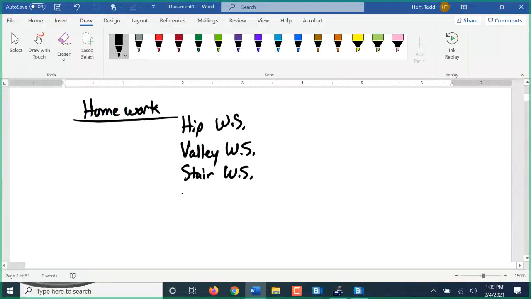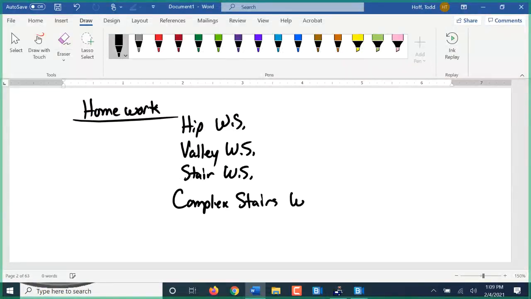And then for today, there's a complex stairs worksheet out there. And this is stairs with landings in them. I call it complex, but it actually does take you step by step a little bit. So it might help you out if you're struggling with the stairways a little bit. It helps remind you of the steps. Anybody have any questions on all of that mess?